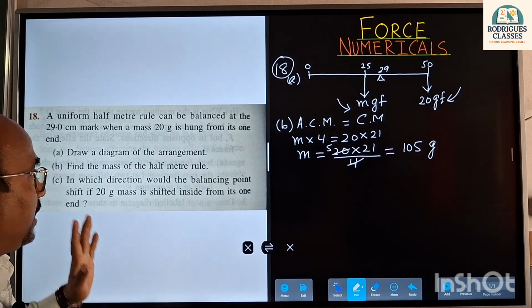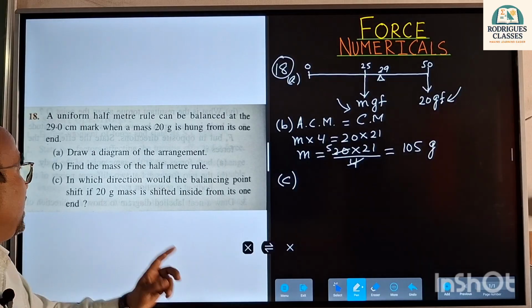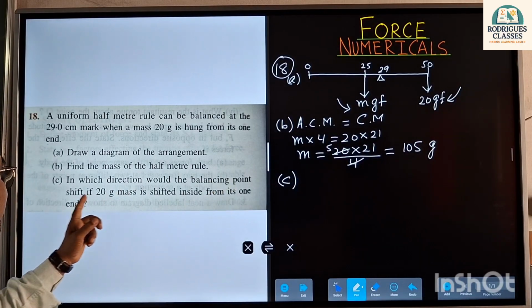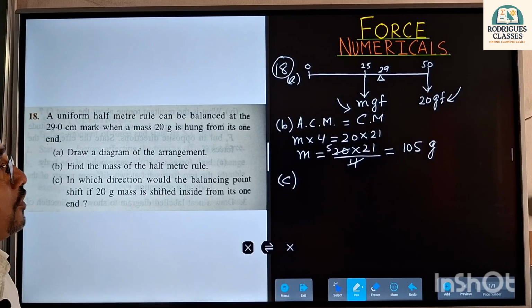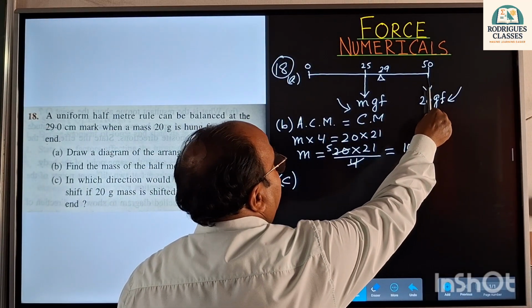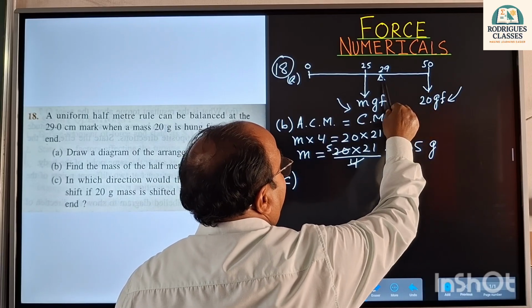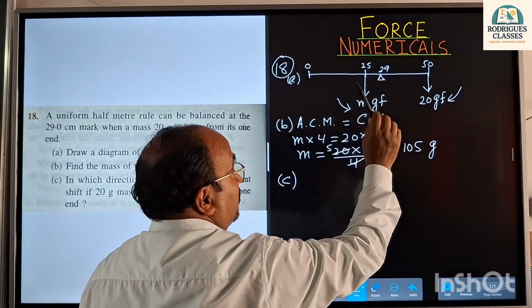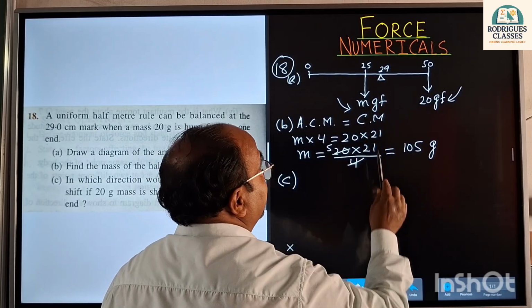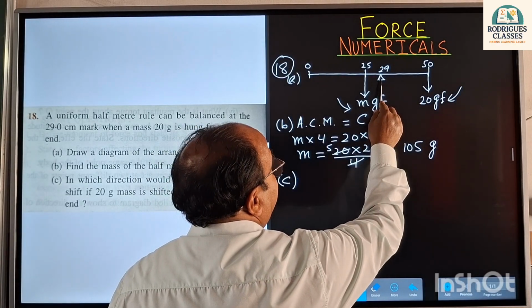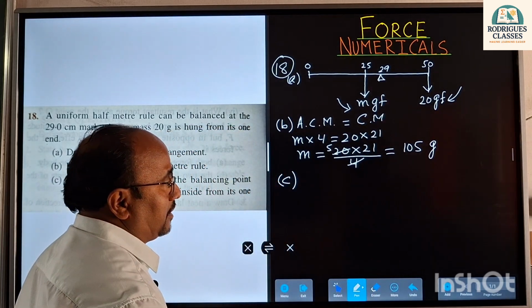So B part is done. Now coming to the C part, understand what is being asked. In which direction would the balancing point shift if the 20 gram mass is shifted inside from its one end? Here is the 20 gram. If you are shifting it here, the length of the arm is decreasing. So to balance, the length of the other side arm should also decrease. It can decrease only if the balancing point is shifted towards the 25 centimeter mark.